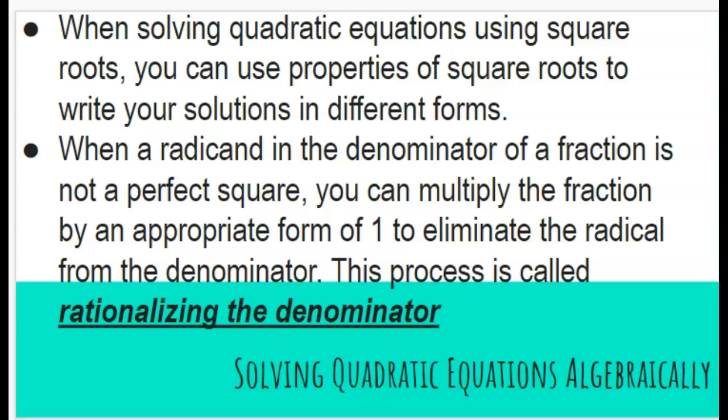Now, even though we're starting to solve these algebraically, don't forget that you still know how to graph and find your solutions, which is your x-intercepts. Notice today they use the word roots. Roots is the same thing as your x-intercept.